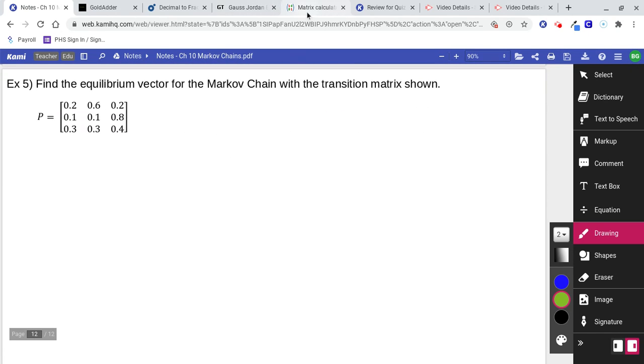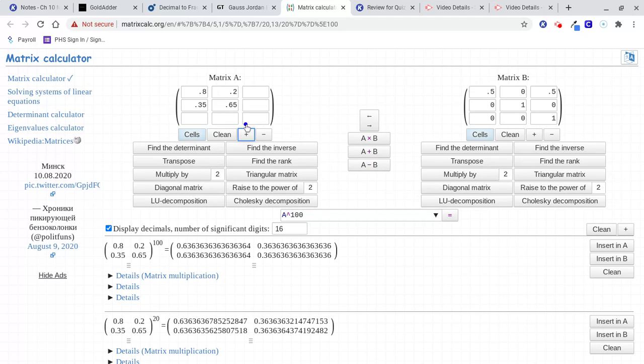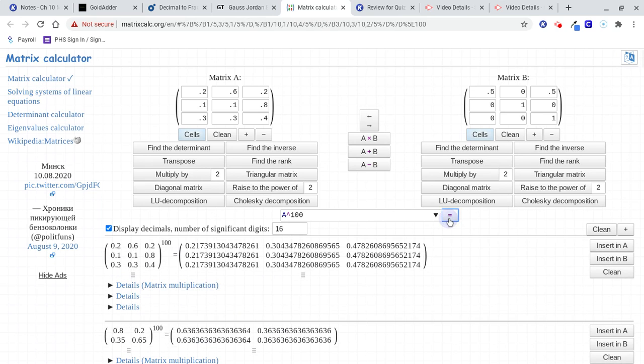Okay, so probably what you're going to want to do is find a big power of that. So 0.2, 0.6, 0.2, 0.1, 0.1, 0.8, 0.3, 0.3, 0.4. Okay, so we've got this matrix. I'm going to take it to the 100th power and see what I get. Okay, I like that these three numbers all seem to match up.